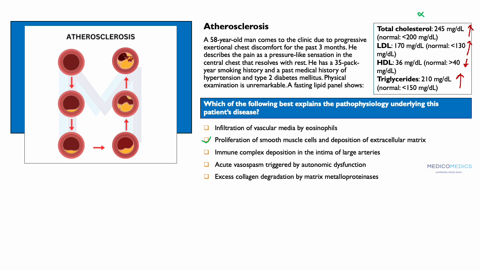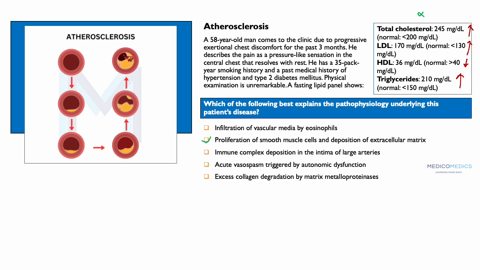Now, in response to the endothelial injury, low-density lipoprotein particles, so LDL particles, enter the intima layer, and they become oxidized, attracting monocytes, so immune cells, which differentiate into macrophages. These macrophages engulf the oxidized LDL and turn into foam cells, forming the fatty streak. This is the earliest visible lesion of atherosclerosis.